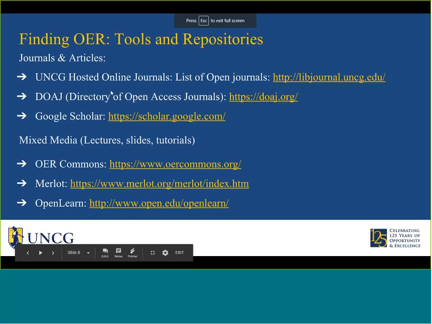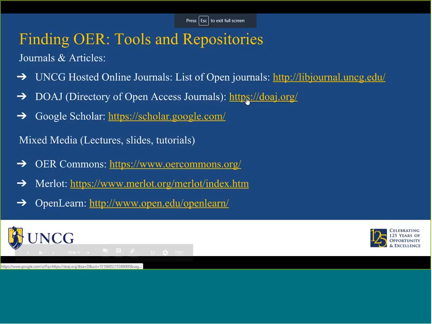Again, then we have the Directory of Open Access Journals, which is similar to UNCG's, but it's nationwide, so it has a list of other journals and articles that are available for use. Of course, Google Scholar is another great resource to look for articles. And then finally, here are a few other resources for lecture slides, tutorials, and things like that.